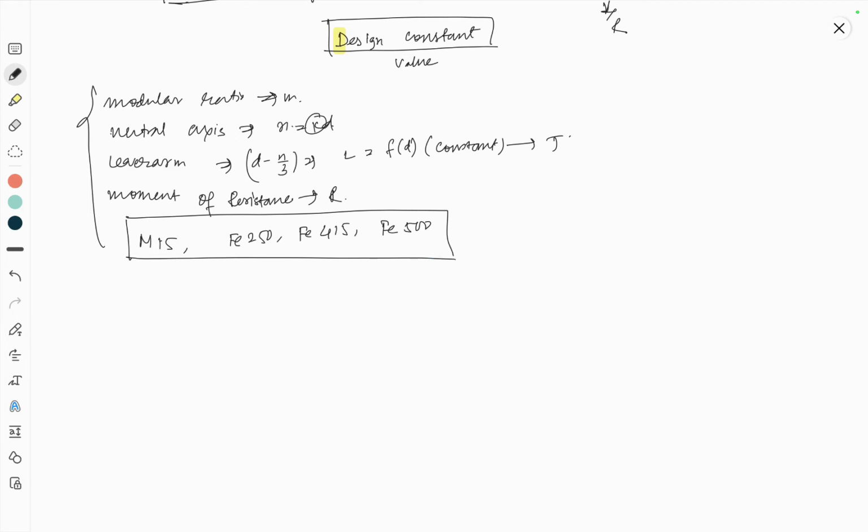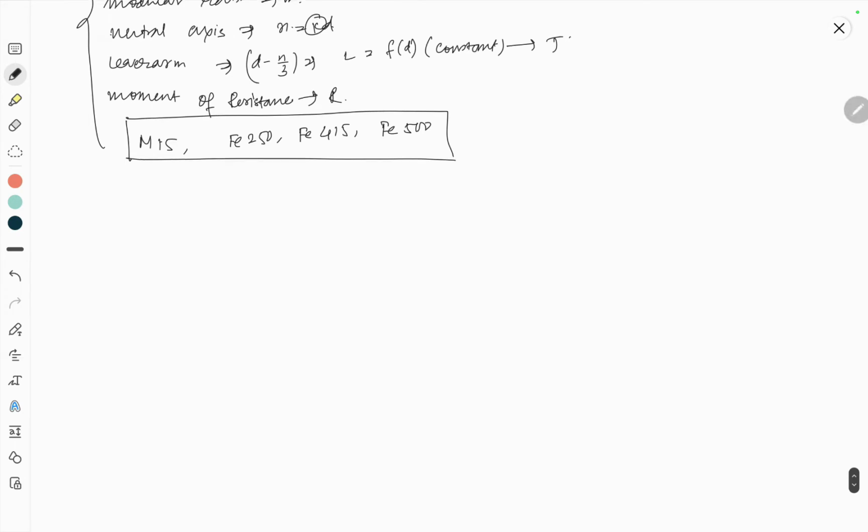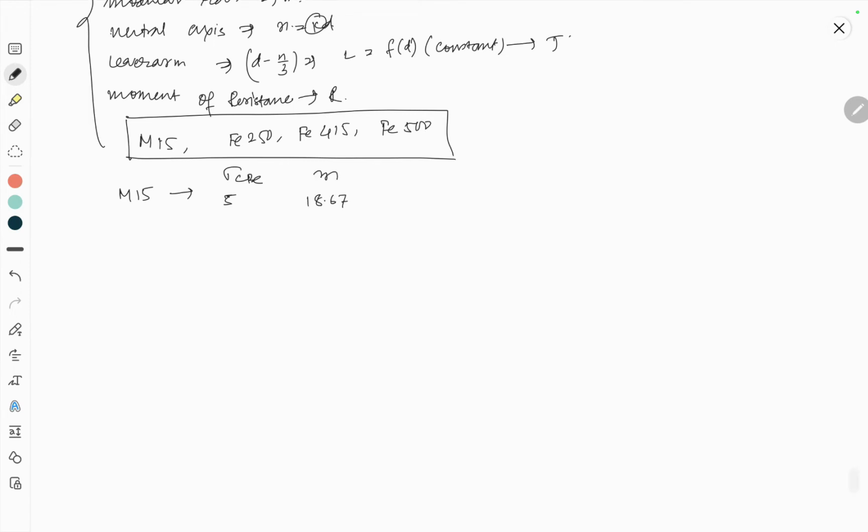First we consider M15, where sigma cbc is 5 and the modular ratio m should be 18.67. If you use mild steel Fe 250, then the value of k should be 0.4, the value of j is 0.867, and the value of R is 0.867 also.